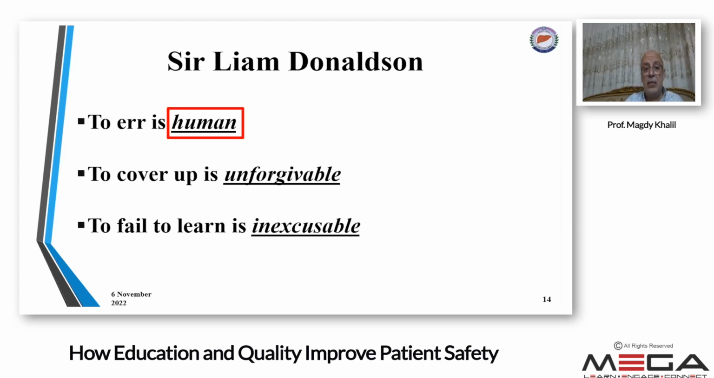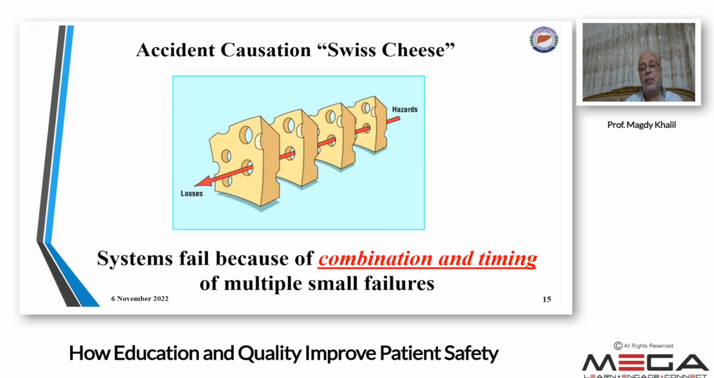A human might make a mistake, but don't cover it up and don't fail to treat it or learn from it. This is again the Swiss cheese model. As we said, there is no small mistake and great mistake. If we go beyond the scope of medicine, please look at the broken windows theory. It's a very interesting theory, if you are interested in sociology.